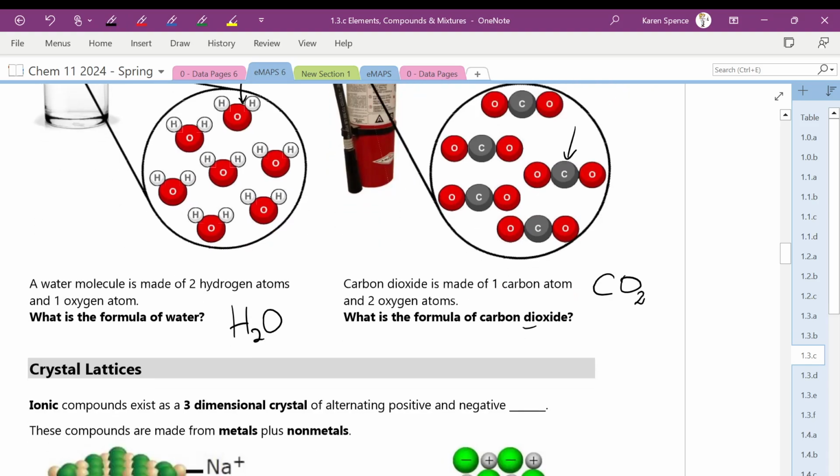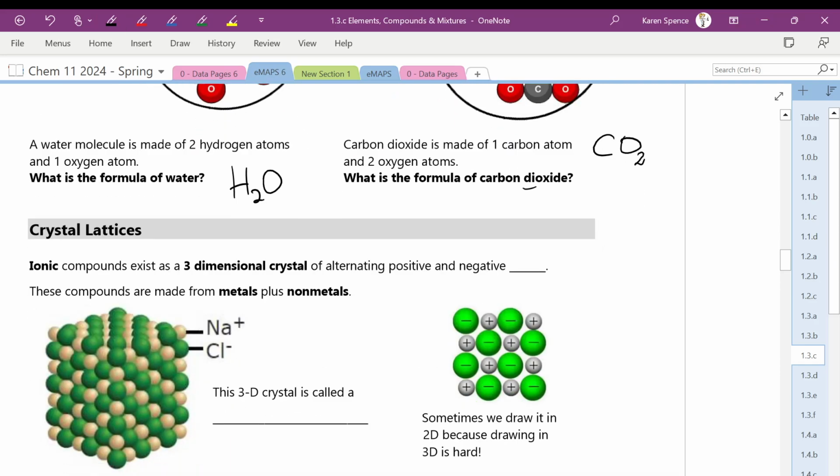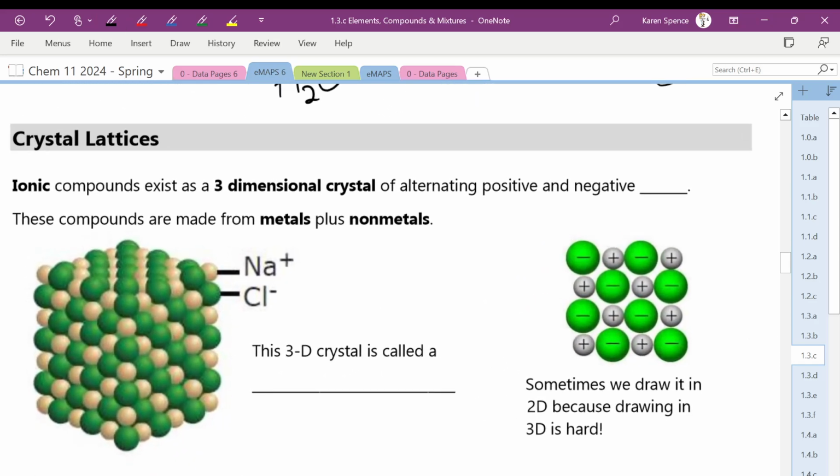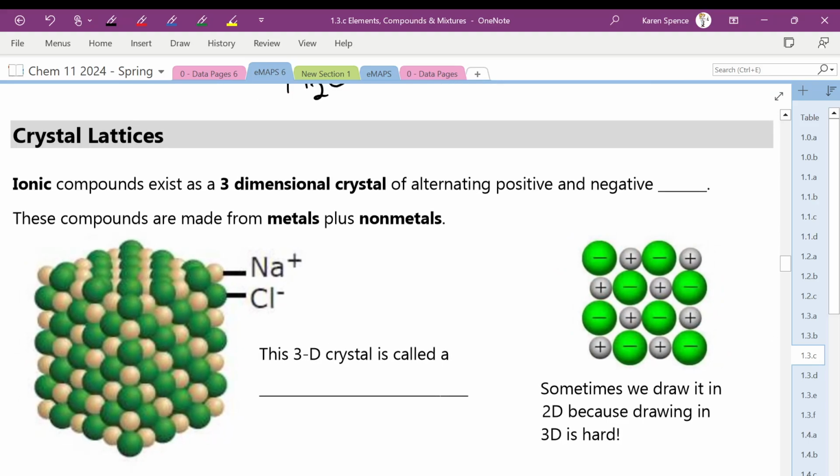Okay. Have you heard of crystal lattices before? You may or may not have. I know that you have because you had me as a grade 9, but not everyone has necessarily heard of a crystal lattice. Ionic compounds do not exist as molecules. So ionic compounds do not form molecules.